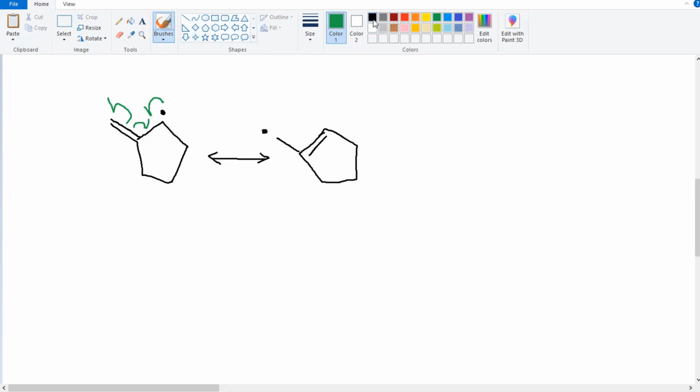And then if one of these reacts with the available bromine, you get the bromine here. And then if the other one reacts with the available bromine, you get the bromine adding here. And that's why you get those two things. And there you go. That's all that there is to it.